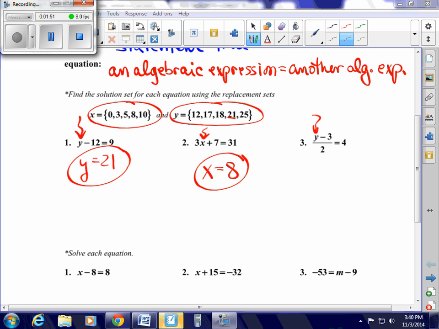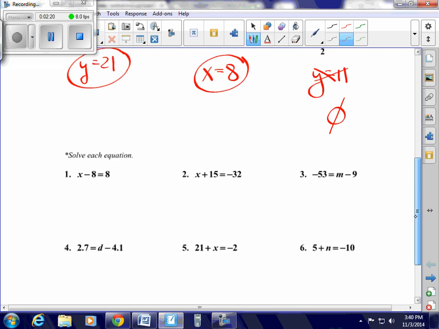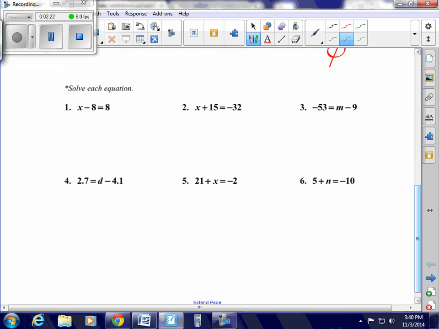In number 3, what number do you subtract 3, then divide by 2, you get 4? Well, the number minus 3 would have to be equal to 8, because 8 divided by 2 is equal to 4. What number do we have in our replacement set? Can we subtract 3 and get 8? Well, there is no number, because that number would be 11. 11 minus 3 is 8. 8 divided by 2 is 4. Y would be equal to 11, but it's not in our replacement set, so this one would actually be no solution.